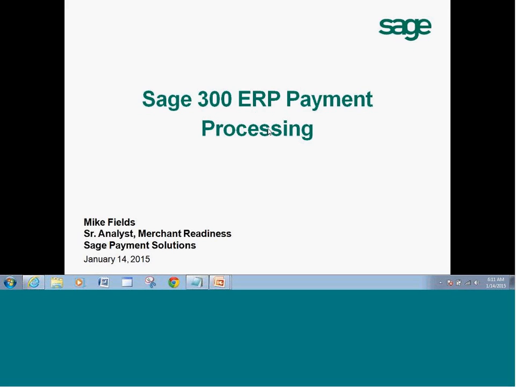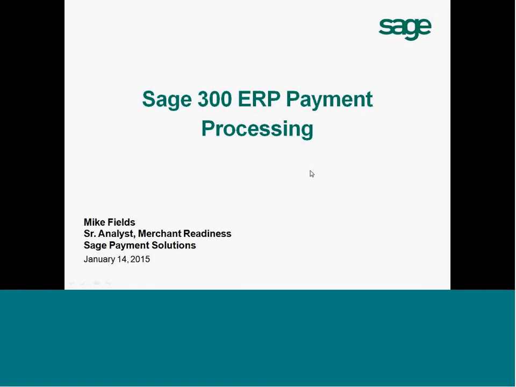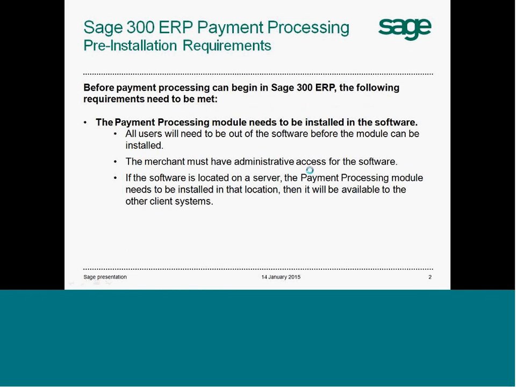So what I've done is I put together a PowerPoint presentation just to go over a few things that actually need to happen before the payment processing module can be installed. Before payment processing can begin in Sage 300, the payment processing module needs to be installed in the software. The users will need to be out of the software before the module can be installed. Second, the merchant must have administrative access to the software. And third, if the software is located on a server, the payment processing module needs to be installed in that location, then be available to the other client systems.